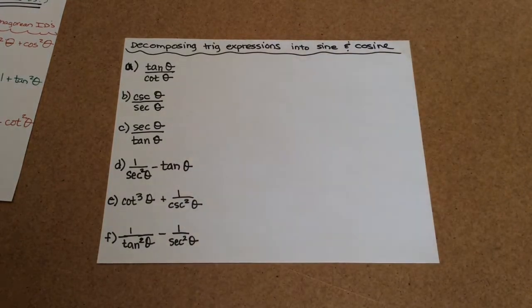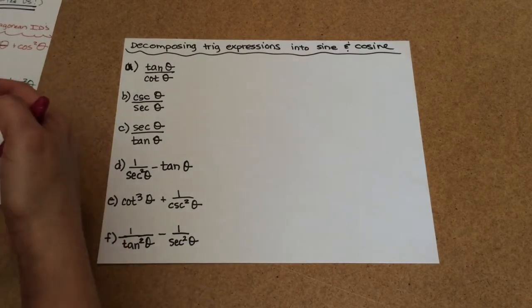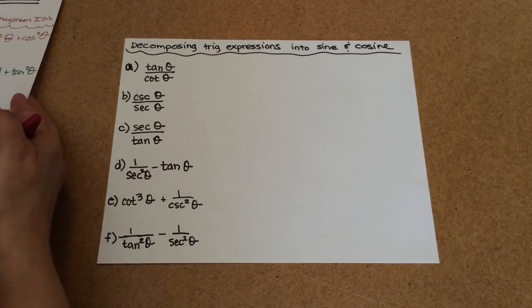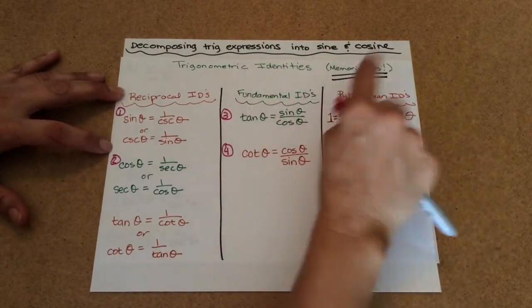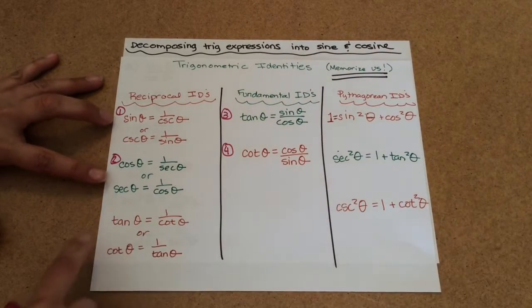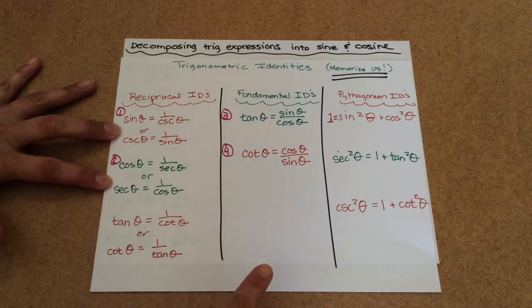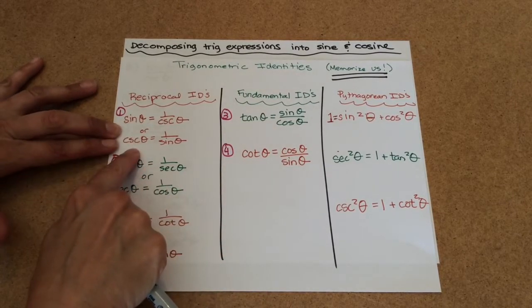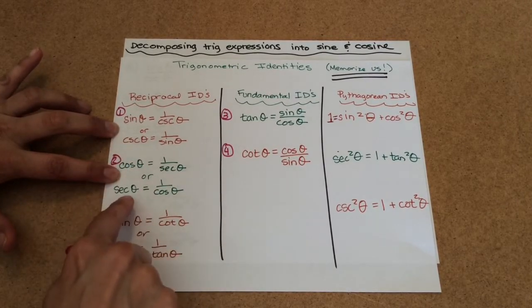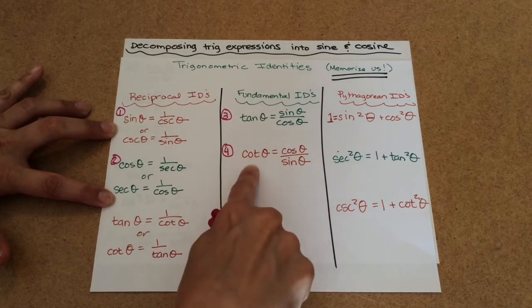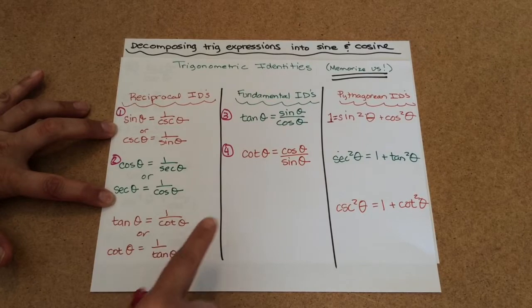Okay, so here's a short lesson on decomposing trig expressions into sine and cosine. And let's just remember what we need in the trig identities in order to do that. It's really important that you memorize these. The ones we'll really need if we're wanting to decompose into sine and cosine are the reciprocal of sine, which is cosecant, the reciprocal of cosine, which is secant, tangent, and cotangent. So these four are the ones that we need. So those are the ones you need to make sure you memorize.